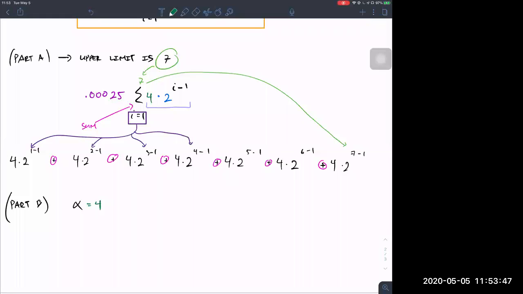Hey, Professor. So for part A, after we add up all those numbers, we get that number and then we have to multiply that by 0.00025. Correct. And that gives us our total. The total is a number before you multiply by 0.00025. But don't we still have to multiply it though?